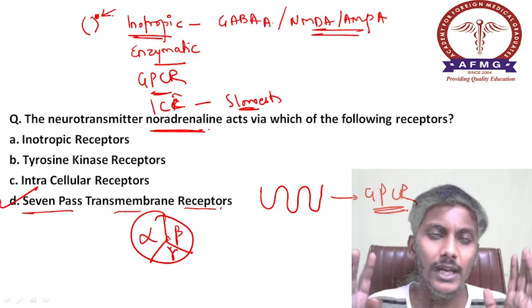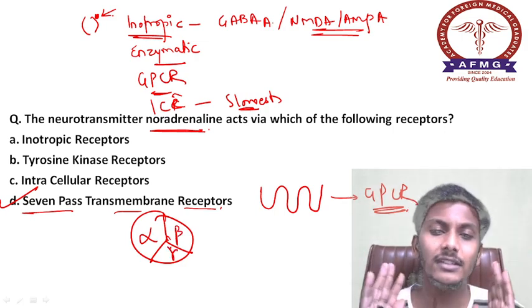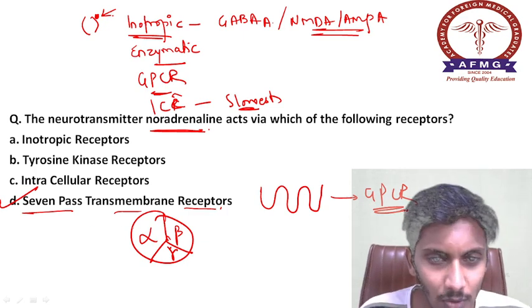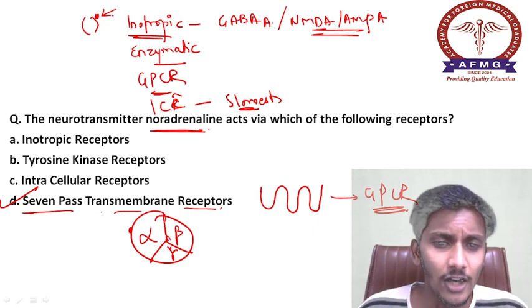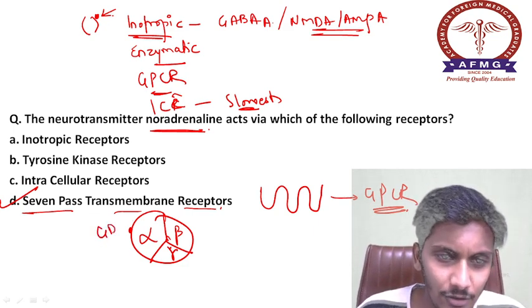इसको कैसे याद रखोगे? 3 दोस्त थे, alpha, beta और gamma. They were 3 friends. Okay, and there was one other friend of alpha which was attached to it, and that is your GDP.